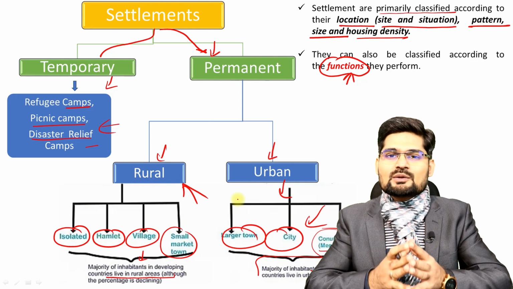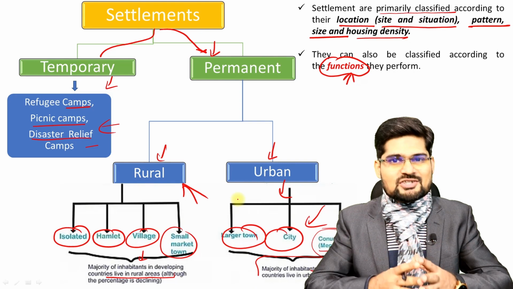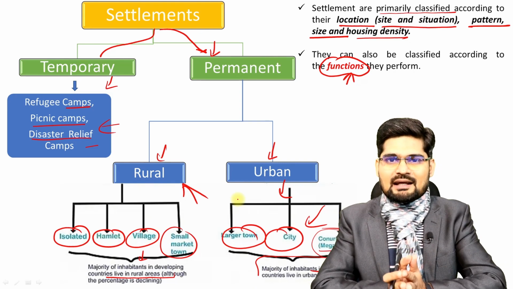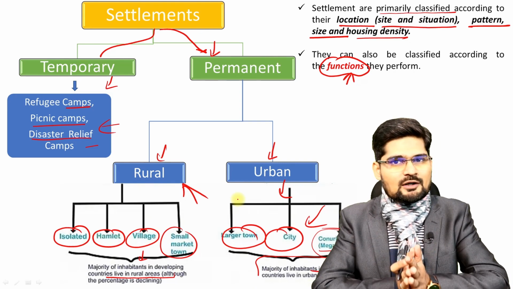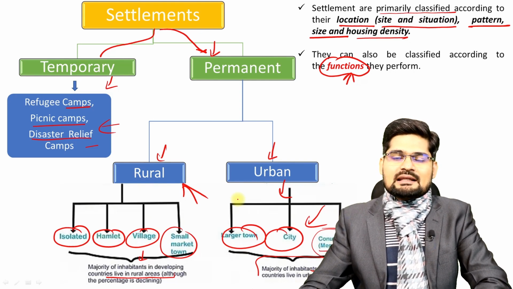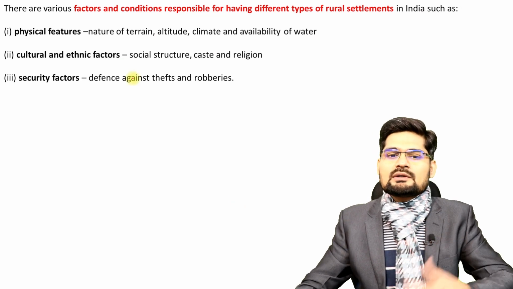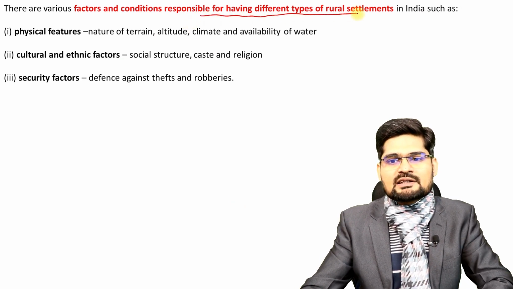So that is where we look into how rural areas are also now looking towards urbanization. Gradually the world is changing, right? So these are the important debates and dichotomies that we need to take care of when we are looking into the classification of settlements. Now let's understand what these factors are and how to look into the conditions responsible for having different types of rural settlements.